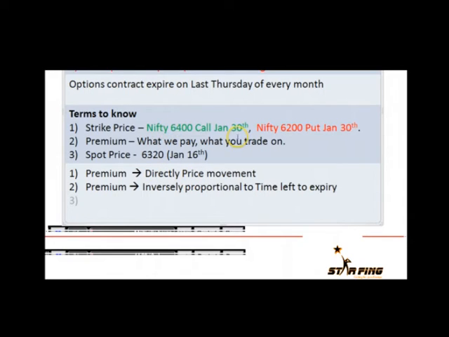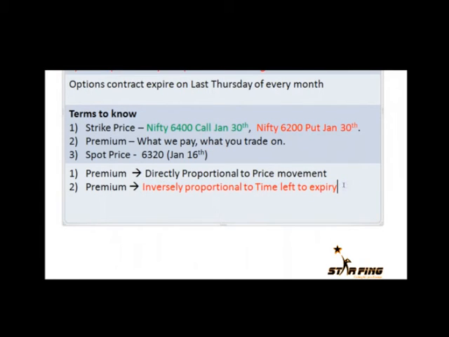And in case of a call option, if the markets are moving in your favor on the upside, then the premium will tend to rise. So that's why I said directly proportional to favorable price movement. If it is on the downside, then it's going to drop. Inversely proportional to time to expiry, so that's always a negative for us. As the time nears expiry, you're always going to be on the downside.